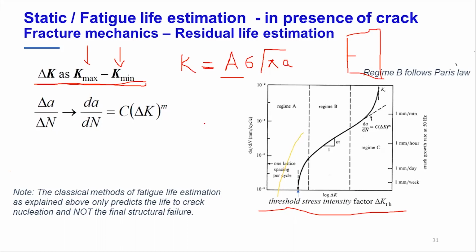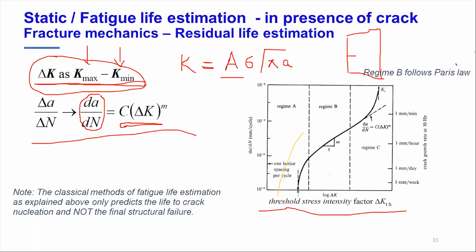So a thing to be noted here is that in the presence of a crack, it is delta stress intensity factor which controls your fatigue life, and not really the absolute stress and strain. And the rate of fatigue crack growth is C times, which is again a constant, delta K to the power n. This is Paris law, if I remember well. Yeah, it's Paris law.